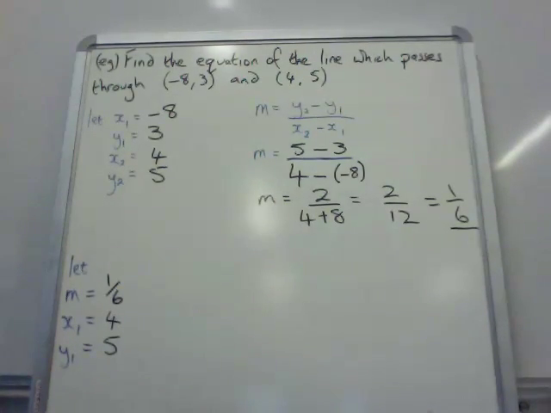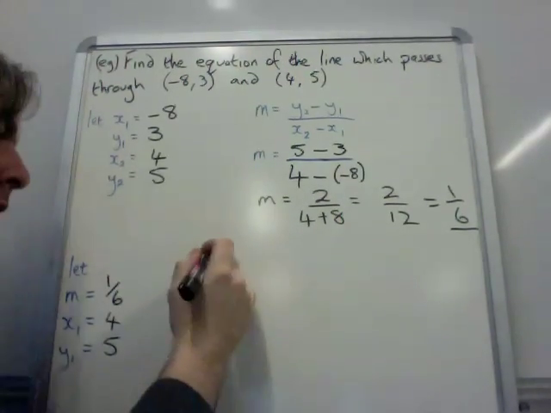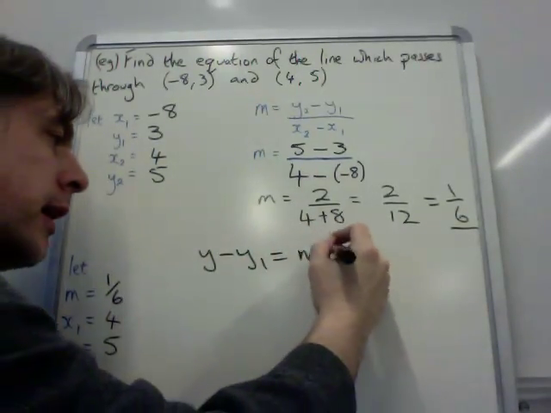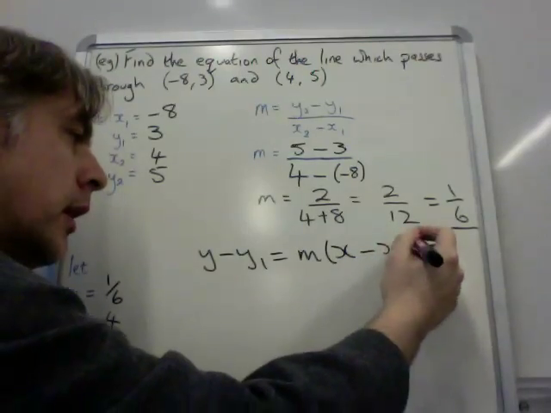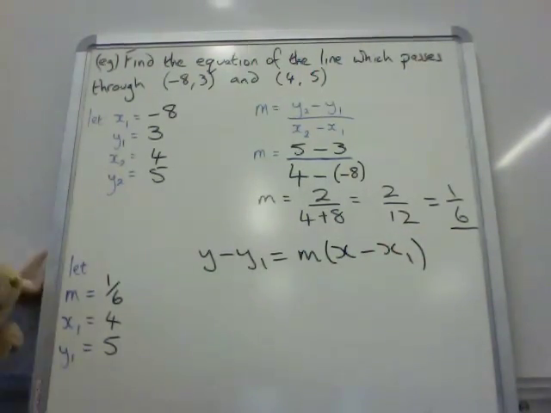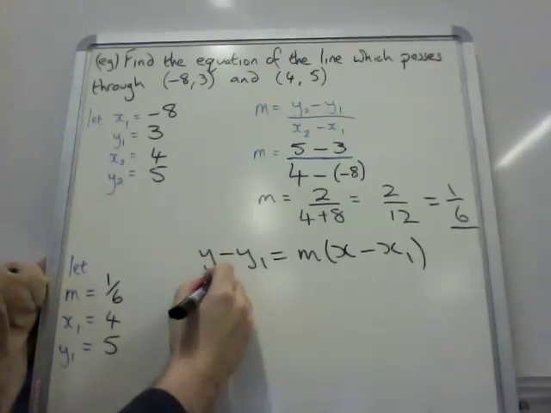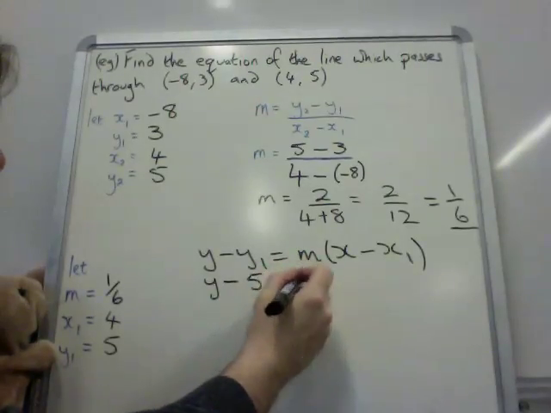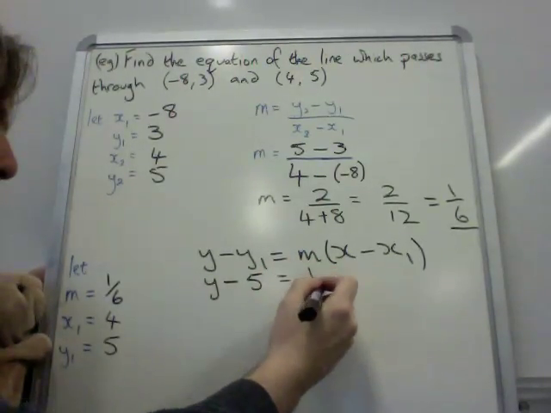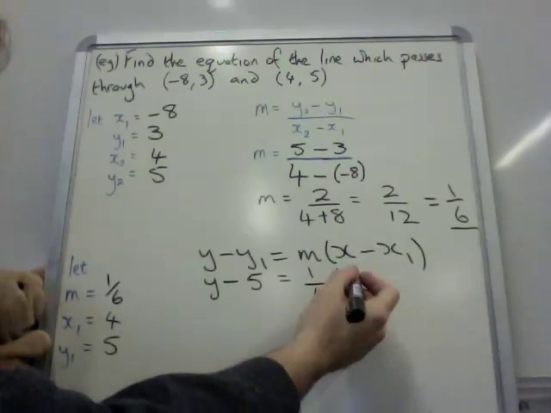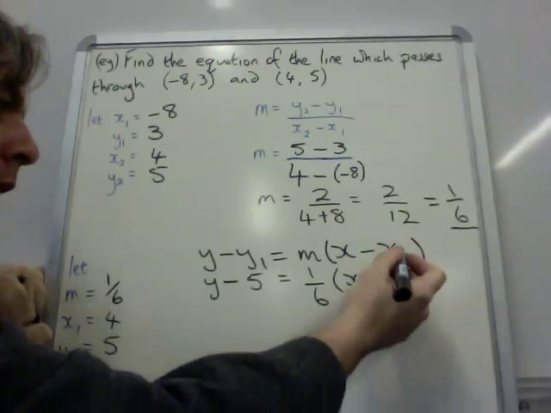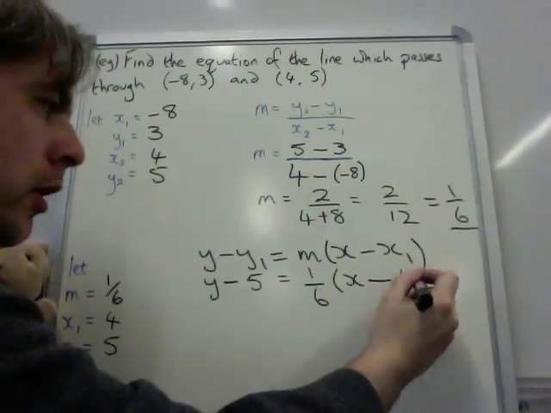Now we have to write the equation. Can you remember what it is? Yes. y minus y1 equals m(x minus x1). Then we just start substituting again. y is y, minus is minus, y1 is 5, equal sign, m is 1 over 6, open parentheses, x is x, the minus sign is minus, x1 is 4, close.